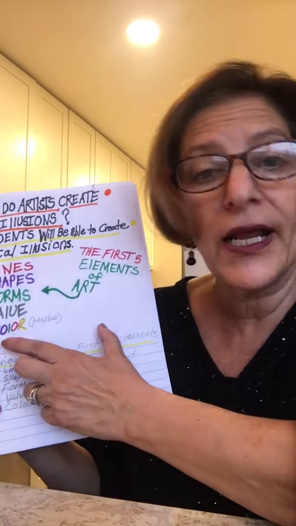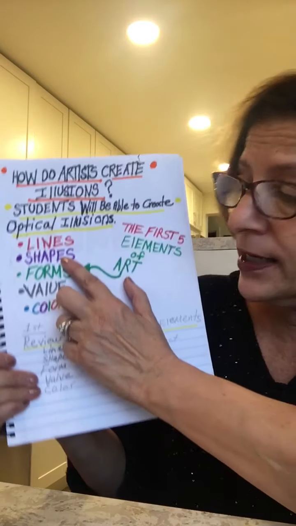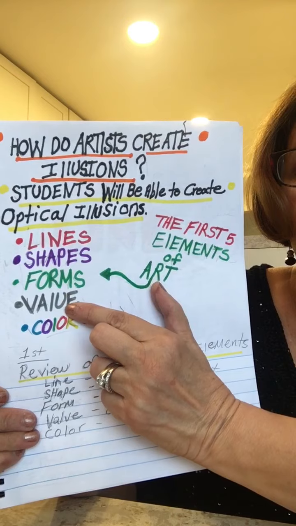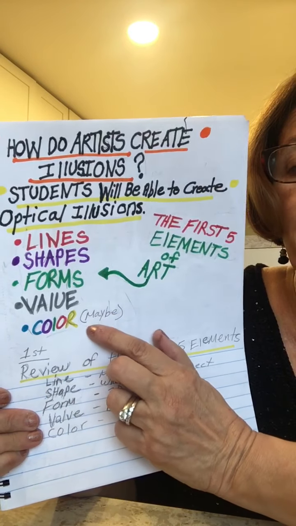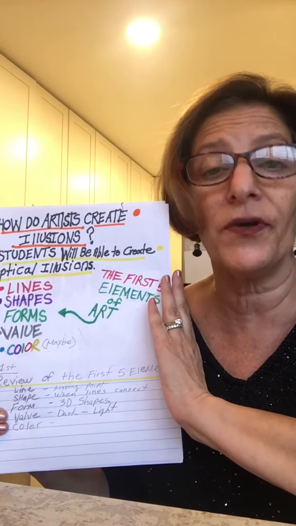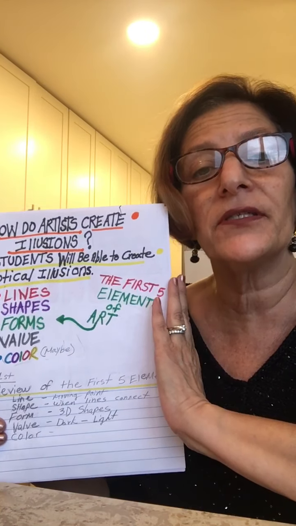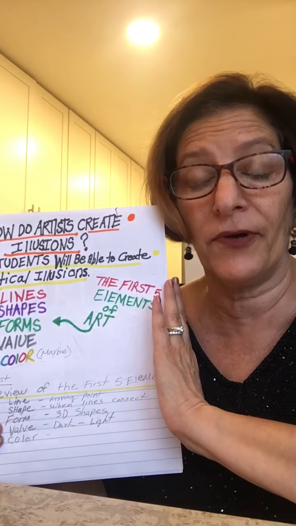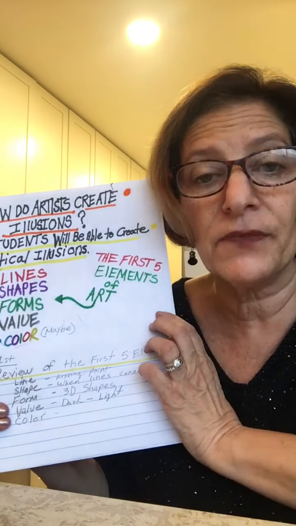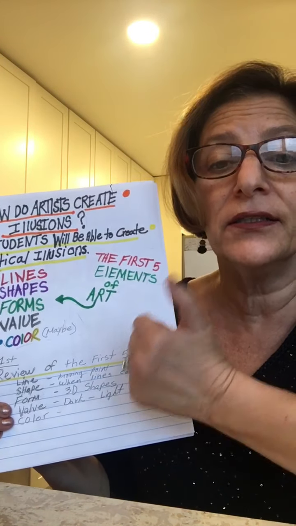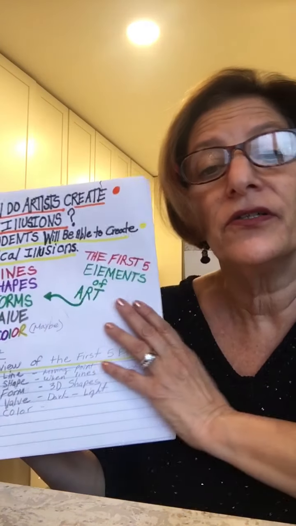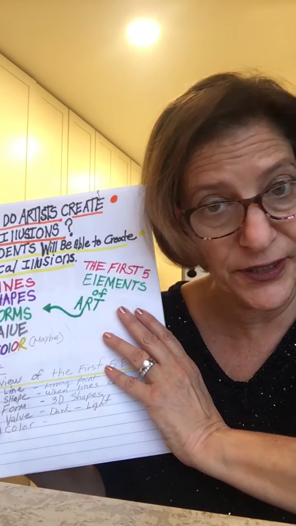The first 4 elements of art are line, shape, form, value, and with color I put maybe, because you can make optical art projects without using color, but sometimes, depending on the project, you may want to incorporate color. So the first thing we're going to do is review those elements, because you definitely have to have line, shape, value, and form to create an optical illusion.